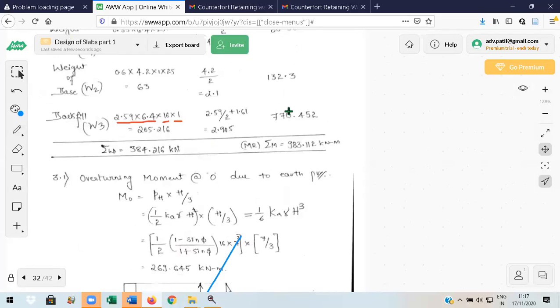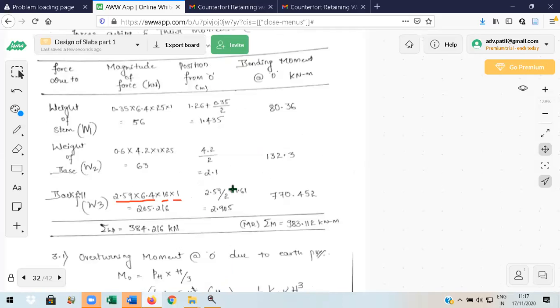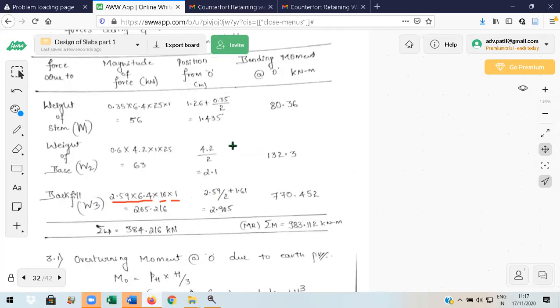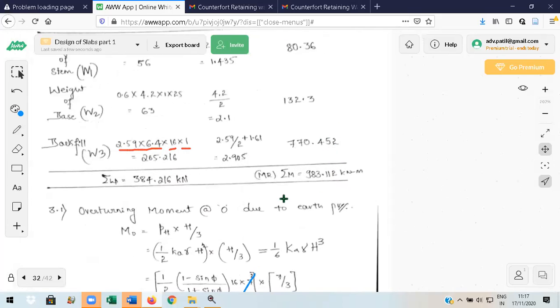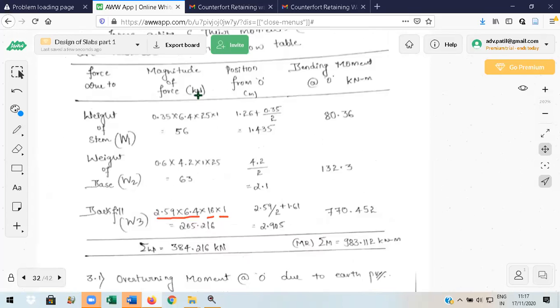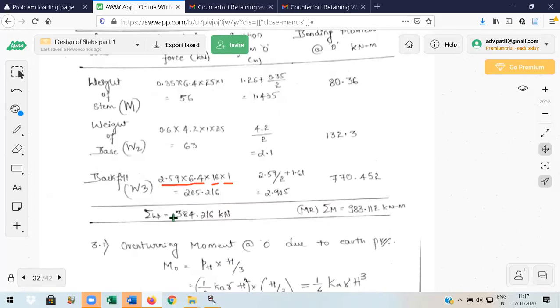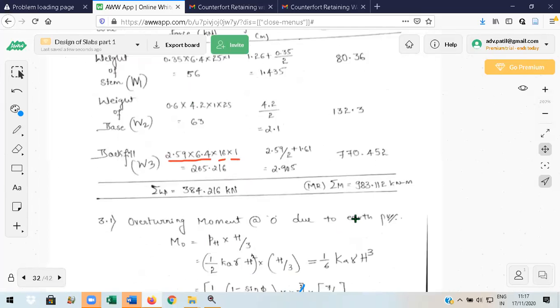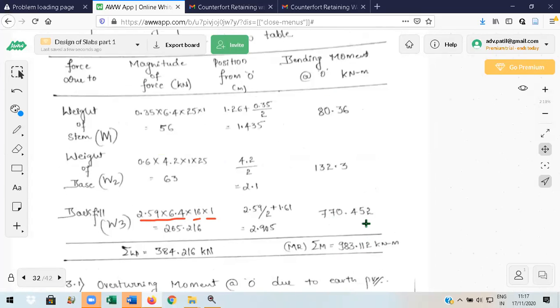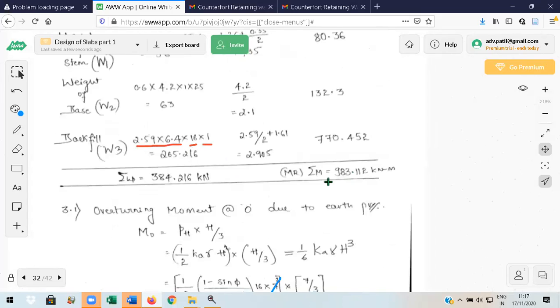You can see the column here, the position from O. Common point is O. From O only these X coordinates are calculated. X coordinates of centroids are calculated from O only. Then multiply this and this, you will get 17.452. Now add these force values, sigma W. This column should be added, all the forces. Add all these M values, the bending moment, you will get sigma M.